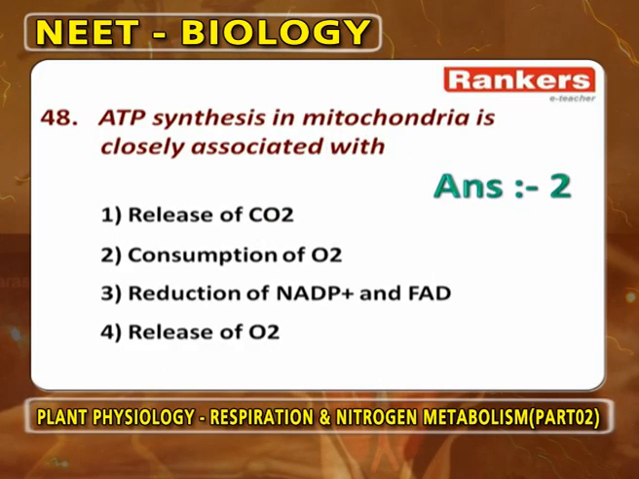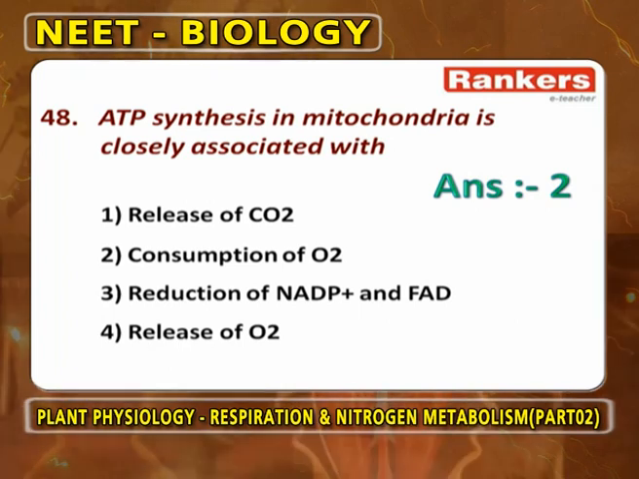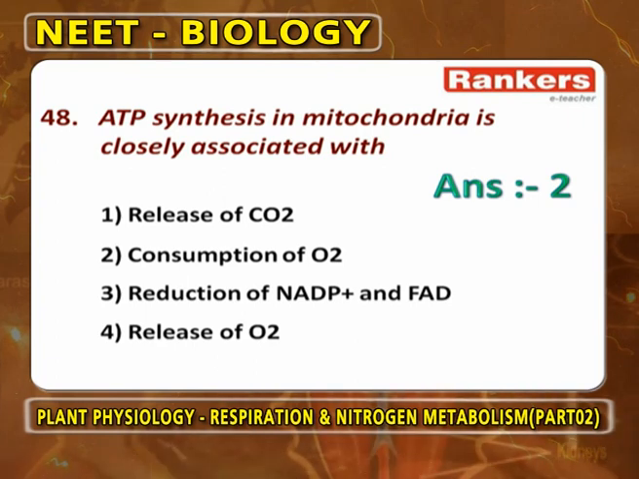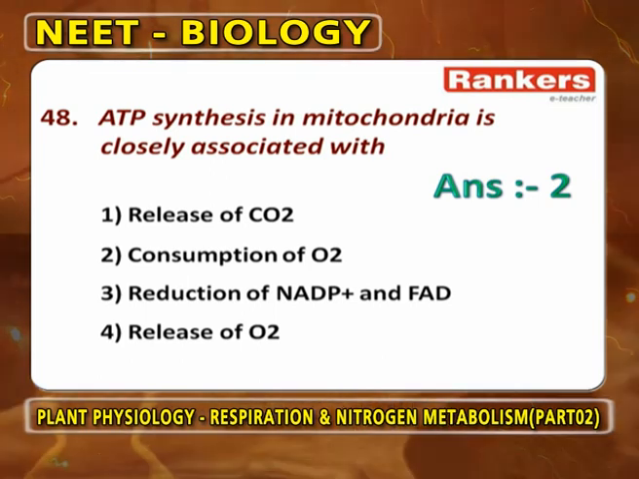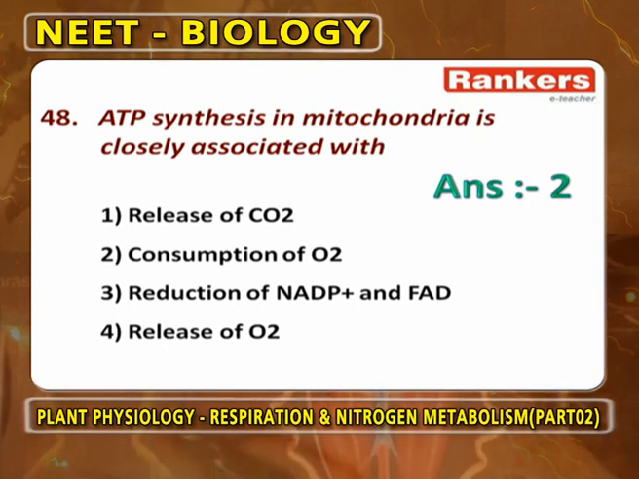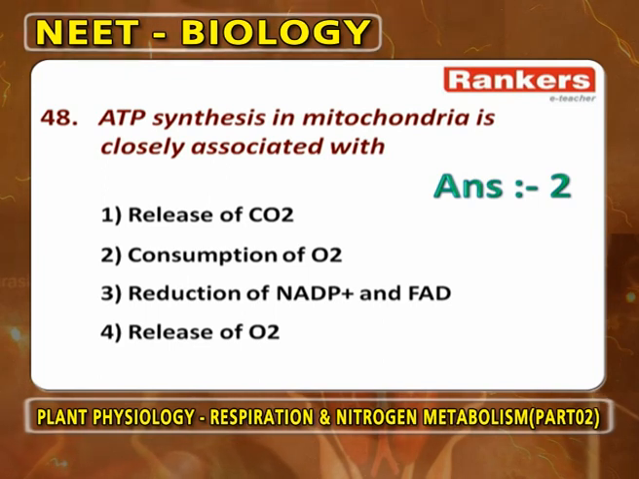ATP synthesis in mitochondria is closely associated with the electron transport system, where reduced coenzymes are oxidized and ATP formation occurs. It is not release of CO2, it is not reduction of NADP and FAD, it is not release of oxygen, it is the consumption of oxygen. Why? Two electrons liberated from complex 4 ultimately attach to half O2, where 2 protons are added and water is formed.